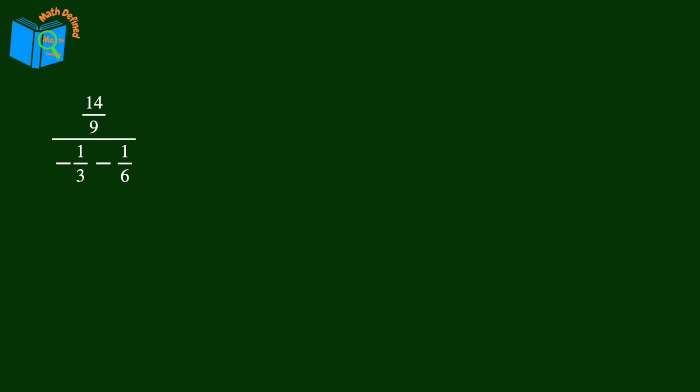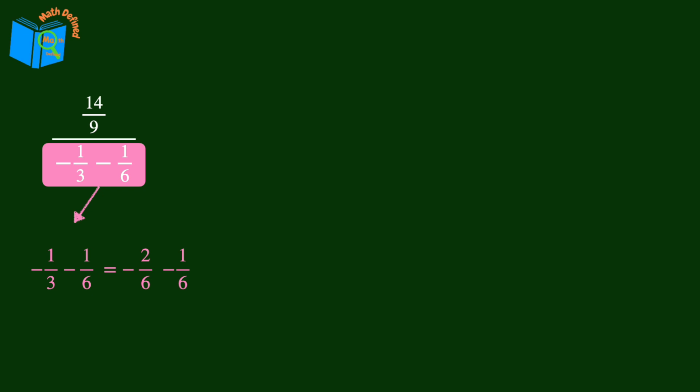Now let's challenge ourselves with this complex fraction. This time, the denominator will require a bit more work because we have two fractions to combine before we can divide. Let's simplify this denominator first. We see that this pair of fractions have different denominators, so we need to find a common denominator before we can combine them. I'm going to choose 6 because I know that 3 is a factor of 6, and the equivalent fraction for negative 1/3 with a denominator of 6 is negative 2/6. And then we'll bring over the minus 1/6.